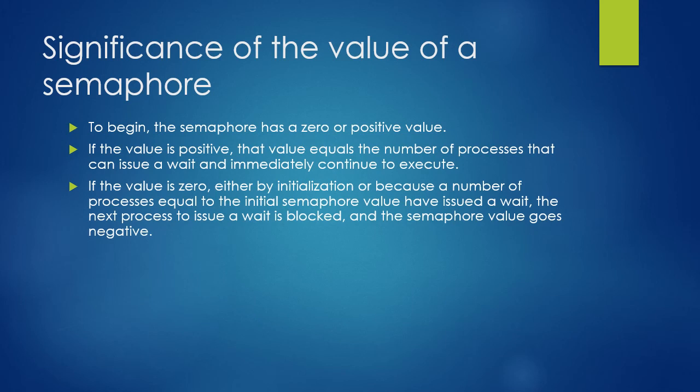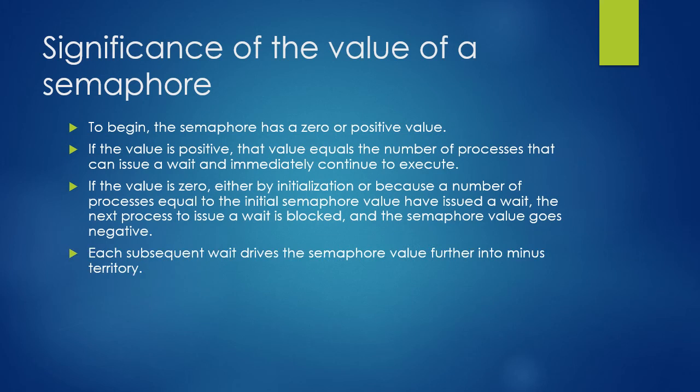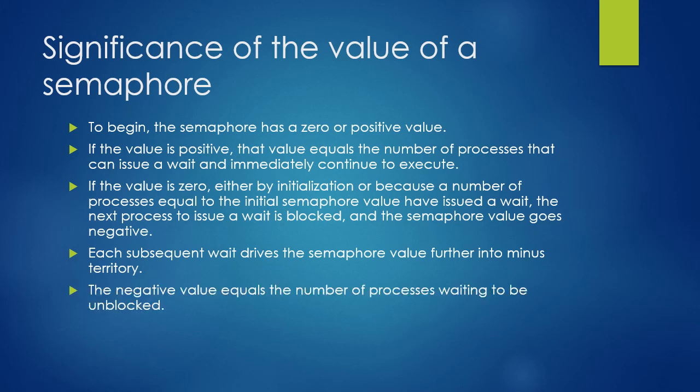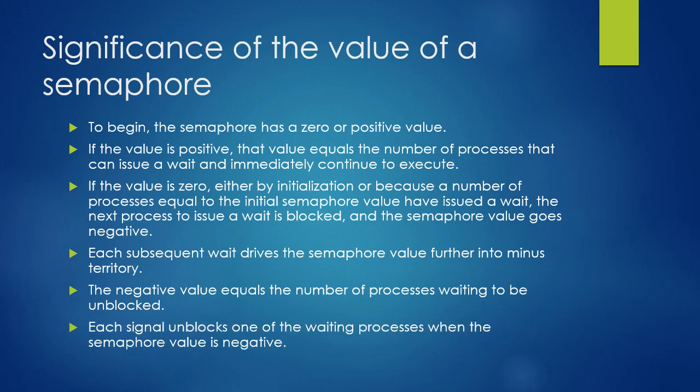If the value is 0, either by initialization or because a number of processes equal to the initial semaphore value have issued a wait, the next process to issue a wait is blocked and the semaphore value goes negative. Each subsequent wait drives the semaphore value further into minus territory. The negative value equals the number of processes waiting to be unblocked. Each signal unblocks one of the waiting processes when the semaphore value is negative.